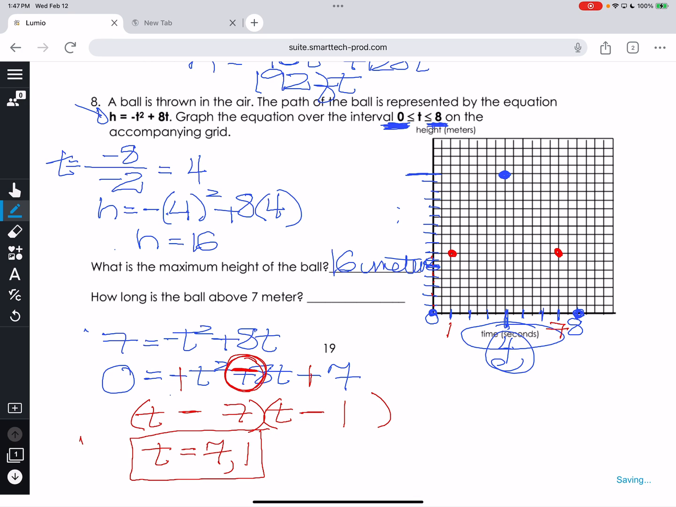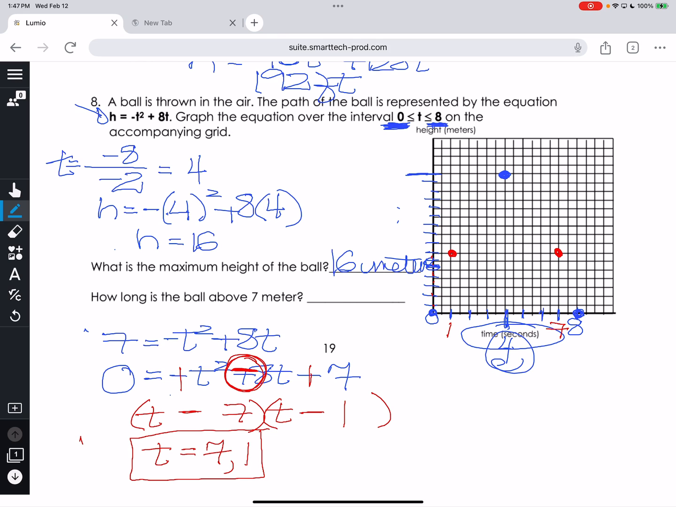Now, my question, though, is not at what seconds was the ball at 7 meters. It's above 7 meters. How long did it take to get to 7 meters in the beginning? 1 second. Okay? And then it stayed above 7 meters and it got all the way to the vertex of 16 meters and it started trekking back. How long did it take to get to the vertex? 2 seconds. 3. From 0 or from 1?